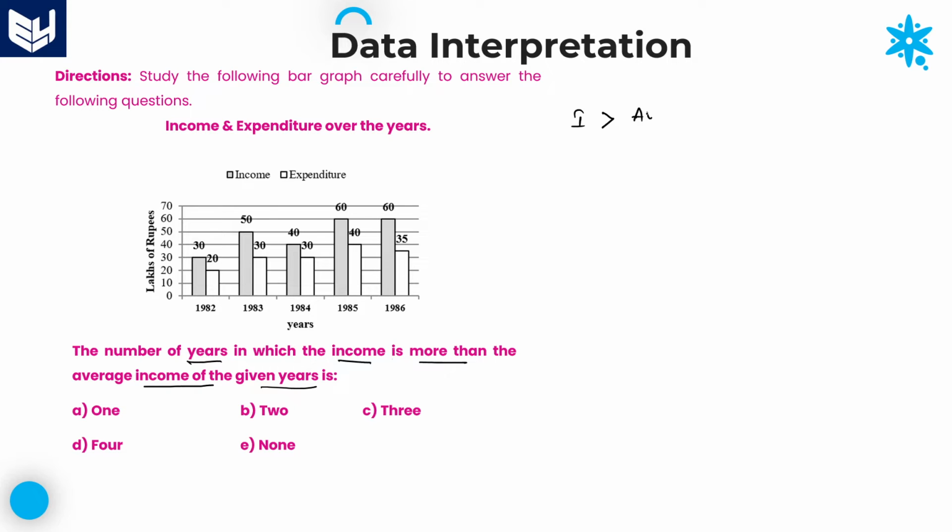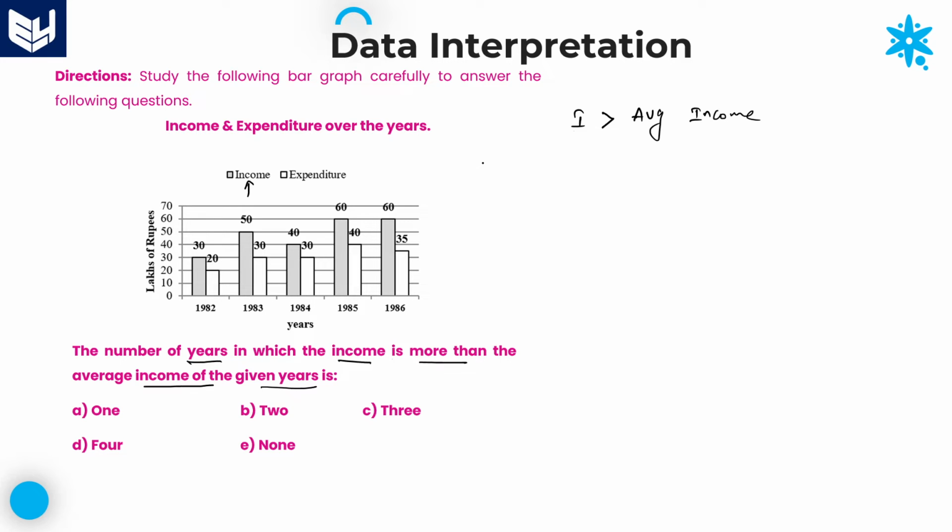the average income, right? So income values are directly known, but average is not given. We need to calculate the average first, and then we need to compare each and every year's income with the average income. If the income is greater than average income, you should consider that year as 1. Likewise, how many years are there?